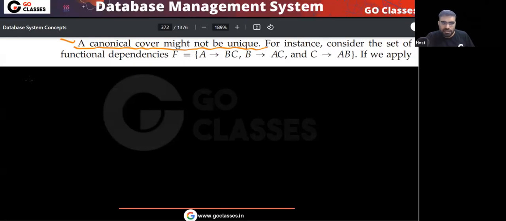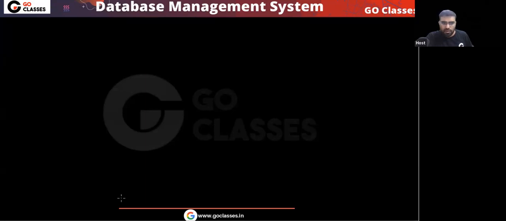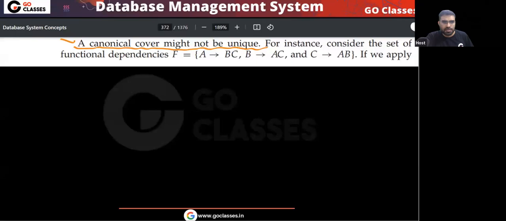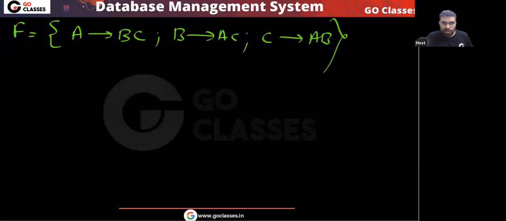Here, this set of functional dependencies is given to you: A determining BC, B determining AC, C determining AB. Remember, this is the set of functional dependencies that is given. Is this clear? Now let's apply our algorithm. Let's quickly do it.